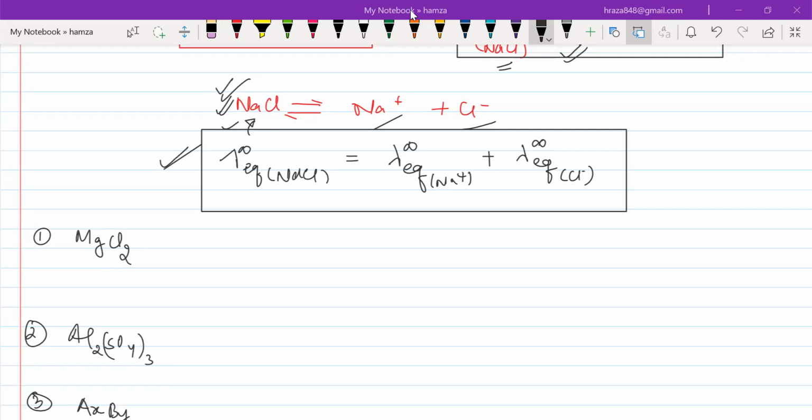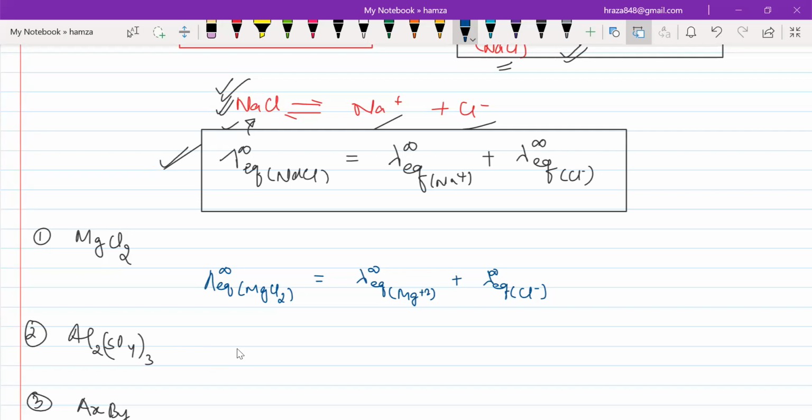So it will be lambda infinity EQ of Mg square plus, plus 2 Cl minus. See what happens here? If you are going to talk about just Mg square, it will be equal to lambda infinity EQ Mg square plus, and lambda EQ of Cl minus. Yes or no? Yes.